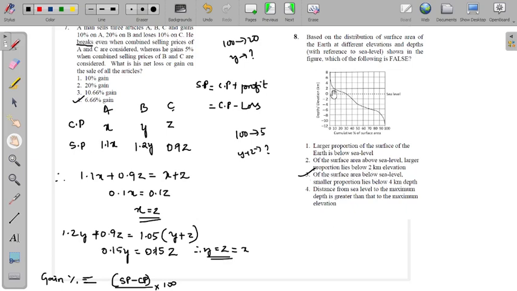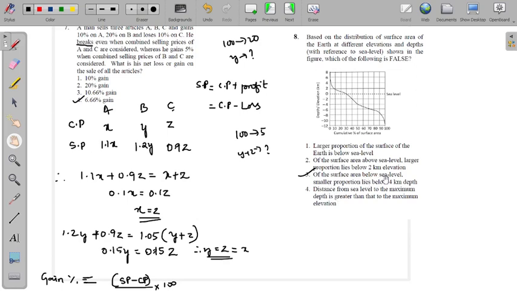So look here, 2 kilometer elevation, the larger surface. Look at this: 20, 10, 20, 30. It's increasing. So a larger proportion of surface area lies here. Here, a smaller proportion of surface area lies above 2 kilometer, like it is within 0 to 10. So that is also true.